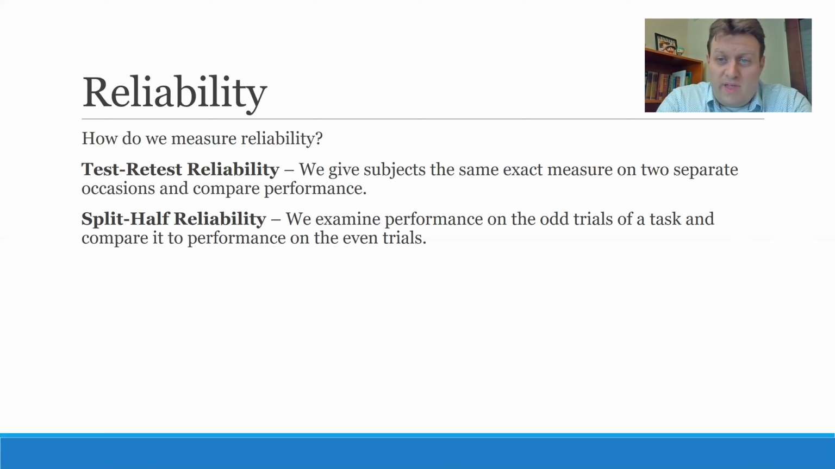Maybe this could be like a test of personality. It doesn't really matter what we're exactly examining, but we're trying to see if half the items correlates with the other half of the items. This has the benefit that we can assess reliability all in one go, as opposed to waiting a long period of time like we have to do for test-retest reliability. So people will prefer split-half reliability if they can get away with it. All right, so that's split-half reliability.